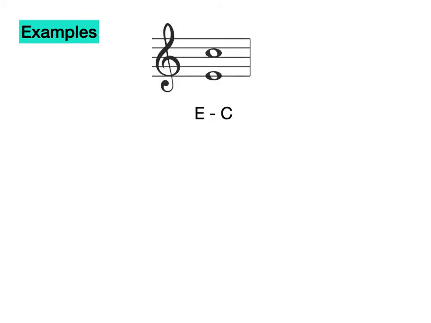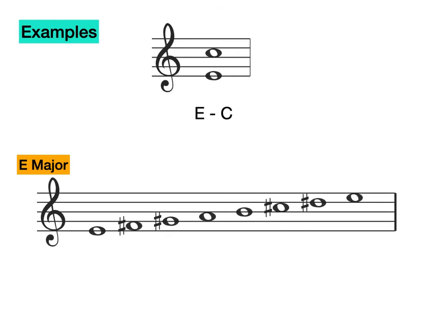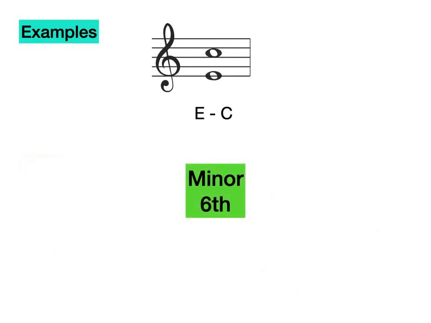What about this interval? We have an E natural and a C natural. What's the distance between these two notes? Let's write out the E major scale to find out. As you can see, C sharp is the 6th note of E major. Had the interval above been a C sharp, this would have been a major 6th. However, we have a C natural. C natural is 1 semitone smaller than C sharp, making the interval above a minor 6th.